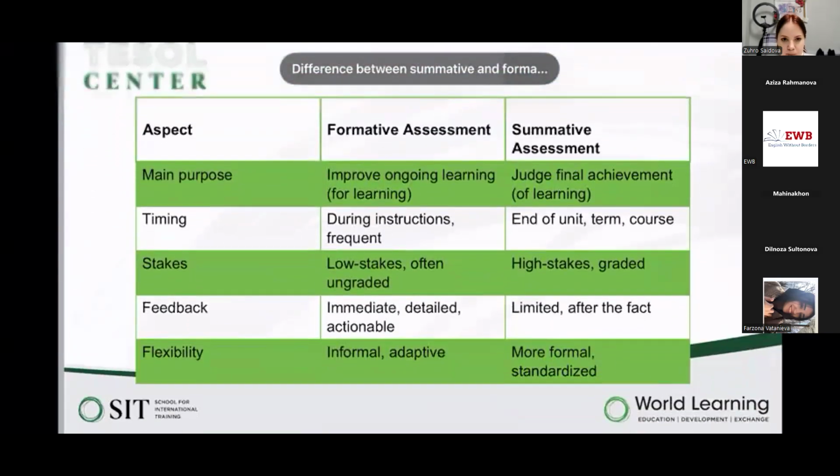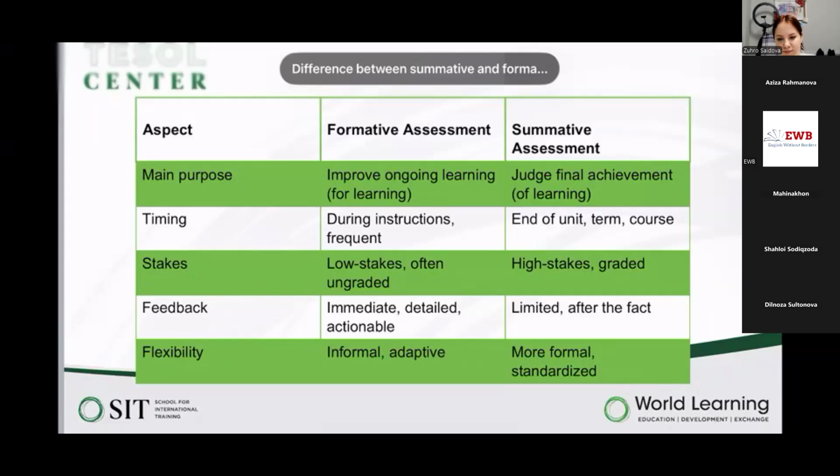Here are the aspects of formative assessment and summative assessment. The main purpose of formative assessment is to improve ongoing learning, and summative assessment is to judge final achievement of learning. Timing: formative assessment is during instruction and it's frequent, but summative assessment is used at the end of a unit, term, or course. And stakes: formative assessment is low stakes, often ungraded, but summative assessment is high stakes and it's graded.